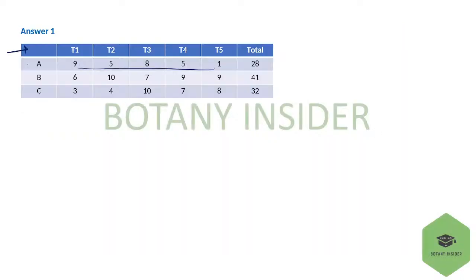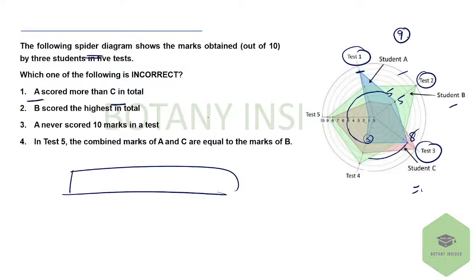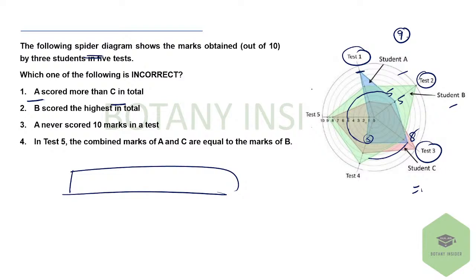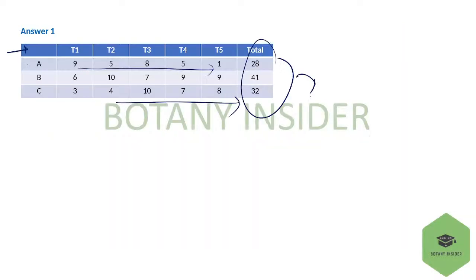So you can just make a note of all the things over here, and as and when you make a table like this, you can have the final conclusion in your hand, and as a result of the conclusion, you can write down the answers accordingly. That is, A scored more than C, B scored the highest. The B scored the highest. Yes, this one is the correct statement.